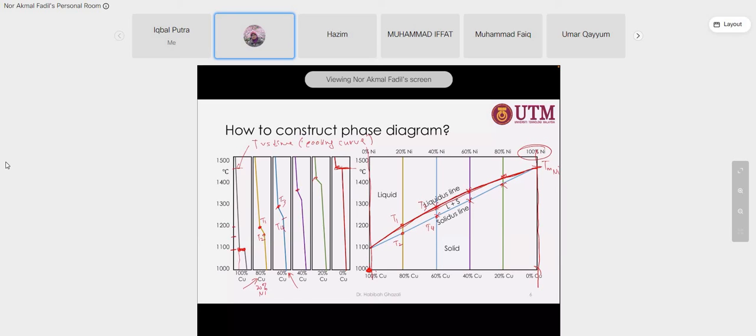Okay. So now you can construct the lines, namely liquidus and solidus. With this phase diagram, you can use it to design any alloy. For example, 50% copper, you can search information for any alloy. Let's say 88% copper. So this is how they construct a phase diagram.